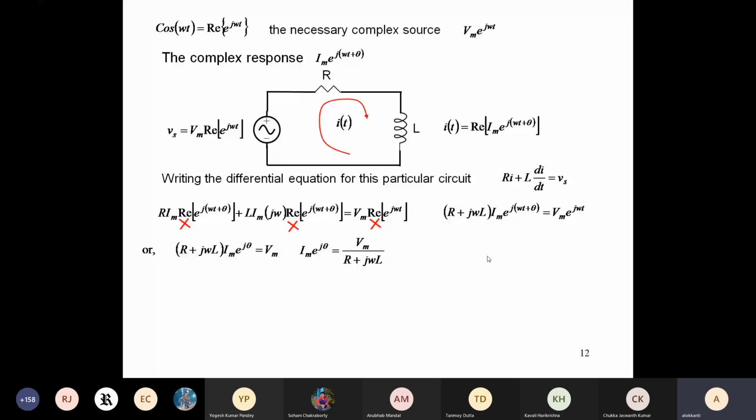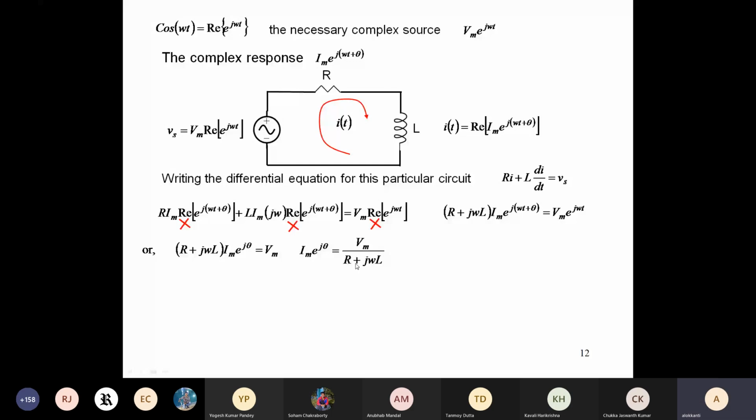Im e to the power j theta. Ultimately the objective was to find out IT, and e to the power j omega t is anyway there. What is required is Im e to the power j theta in this IT expression. So Im e to the power j theta is Vm, the magnitude of the voltage, by R plus j omega L.